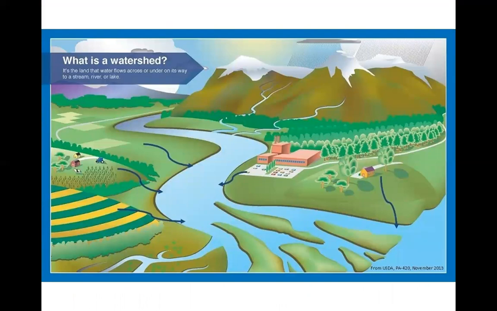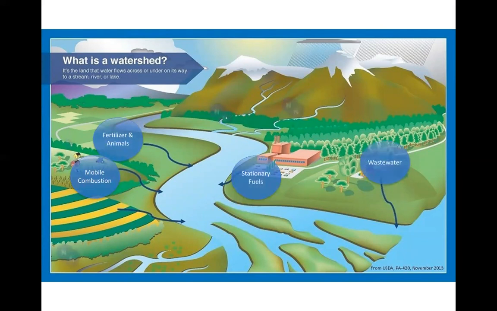So we are measuring the local nitrogen footprint at two levels, the first one being at the watershed level. A watershed is all of the land that drains into a body of water. We are interested in calculating the total emissions across the drainage basin our university is located in. The different activities that we are accounting for include mobile combustion, fertilizer in animals, stationary fuels, as well as wastewater. And as we know, all of these activities emit nitrogen.